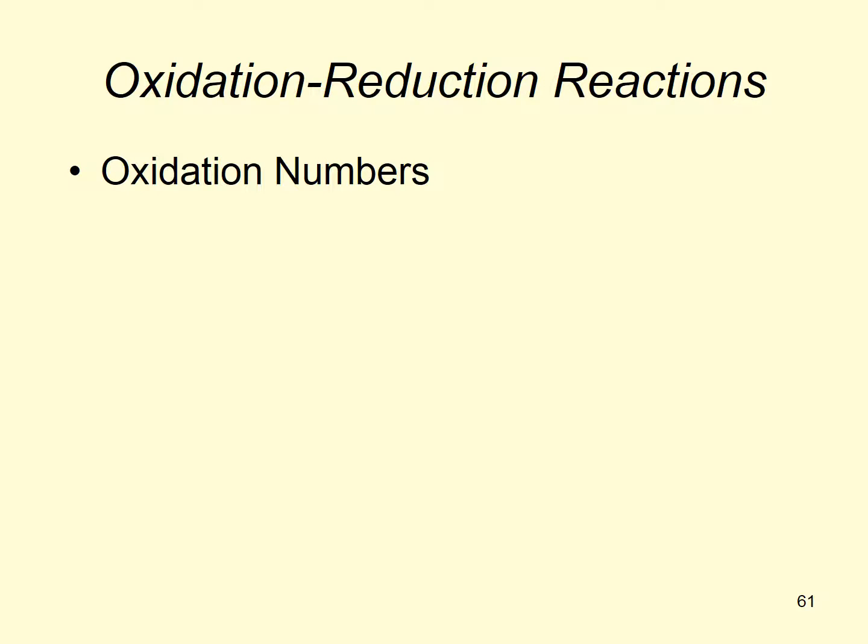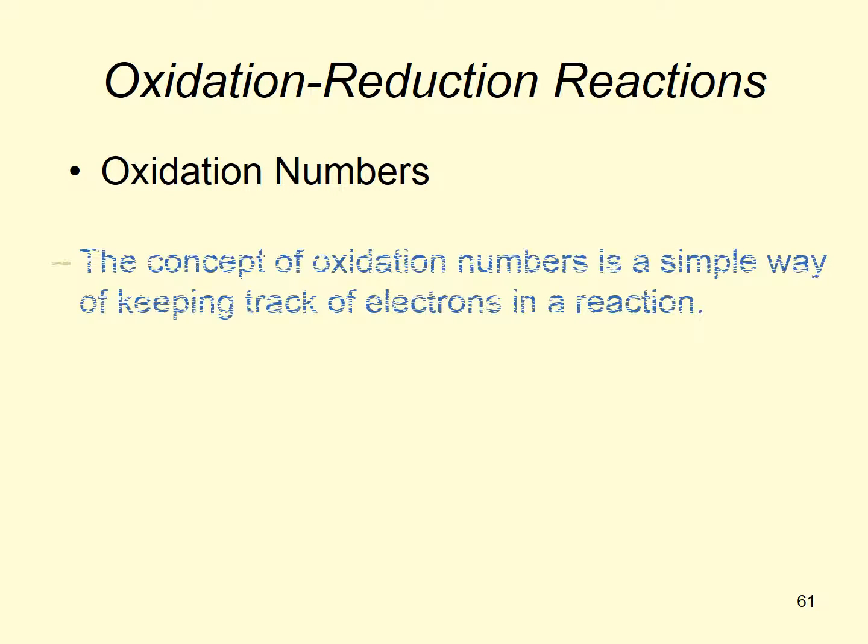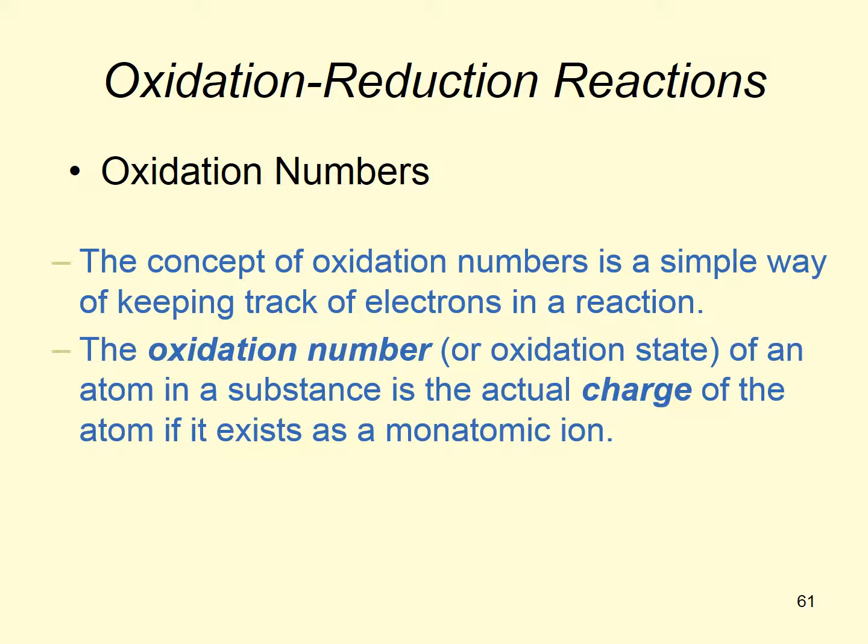Okay, so one thing we need to be able to do is to tell if something's been oxidized or reduced, and the way you do that is by looking at oxidation numbers. So the next few slides will be going over how to figure out oxidation numbers. Okay, it's a way of keeping track of electrons, and we can see if something has gained electrons or lost electrons. So the oxidation number, which is also considered the oxidation state, is the actual charge of the atom if it exists as a monoatomic ion, which it doesn't always. It doesn't always exist that way, but we're going to calculate it as if it did.